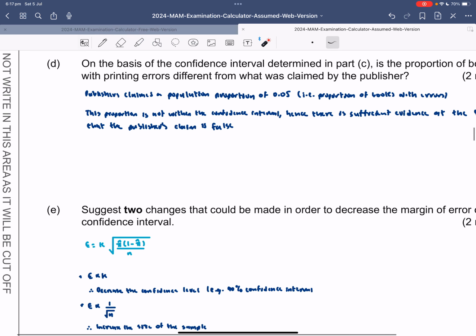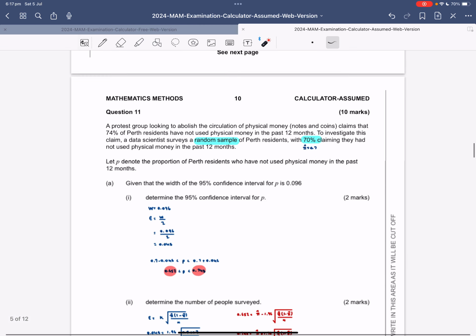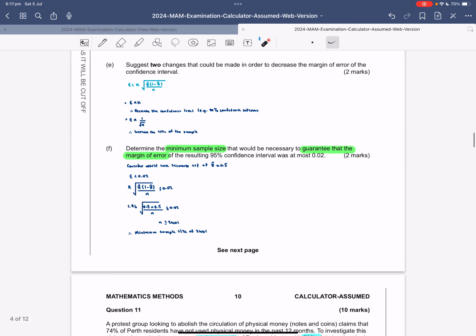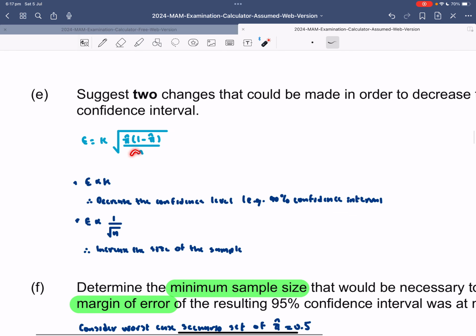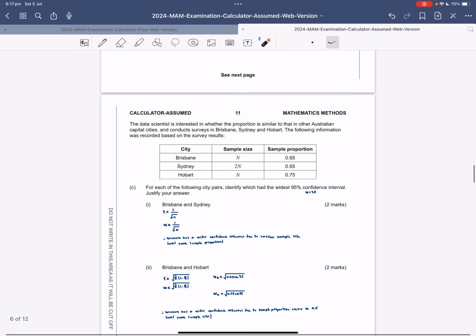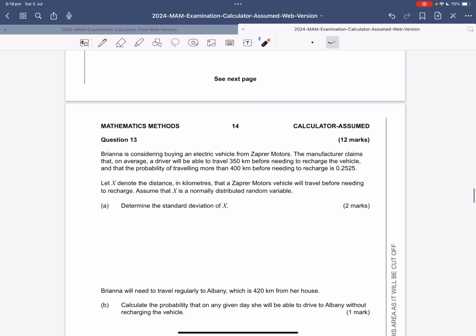The error is affected by the sample proportion, which you can't really change unless in the question itself we have different sample proportions. Brisbane has a sample proportion of 0.65 and Hobart has a sample proportion of 0.75. Those are not things that I changed. They were what they were. Then the sample size and the confidence level itself. They all had the same confidence level because they were all 95%. Okay, so good question. Alrighty, number 13.